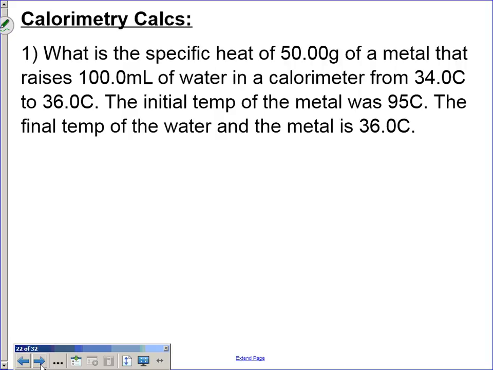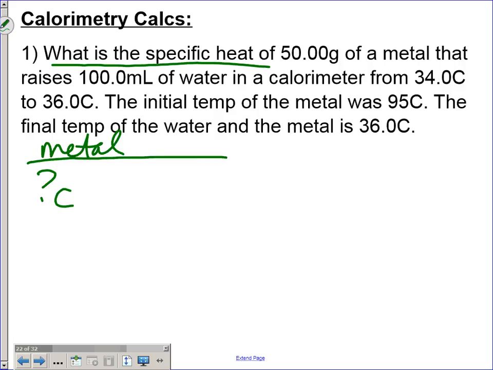All right, so first thing I see is a question, actually. So the question is C, right? What is the specific heat of a metal, and I'm going to label this whole column over here metal, okay? So that's my question. My mass of my metal is what? 50 grams. And what else do I know? It raises what? 100 milliliters of water.